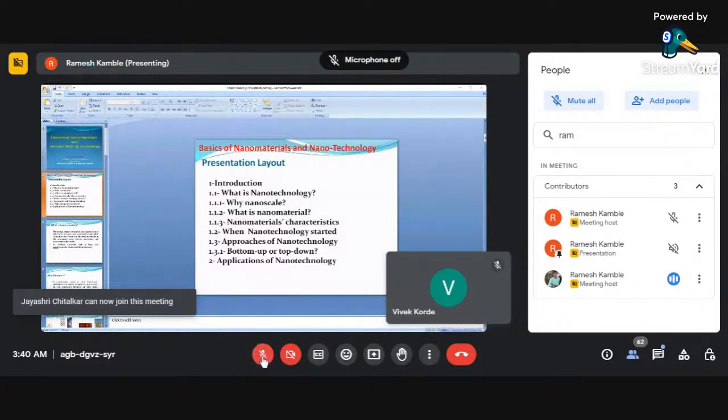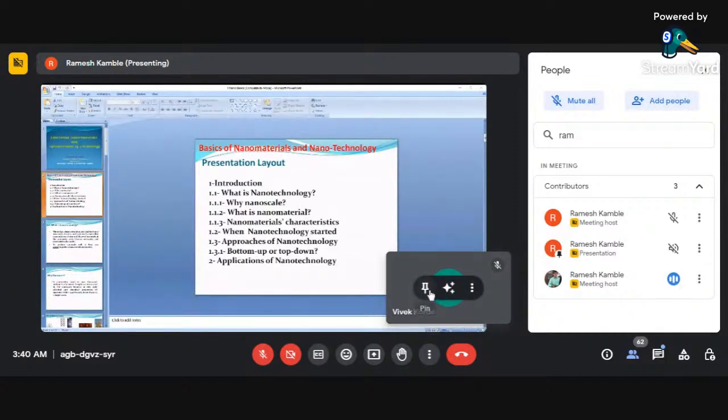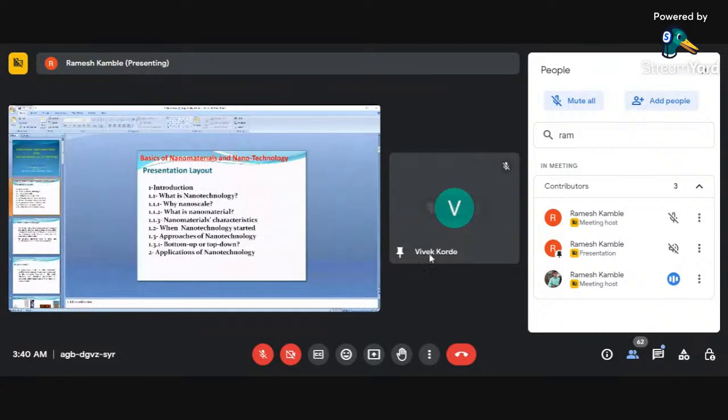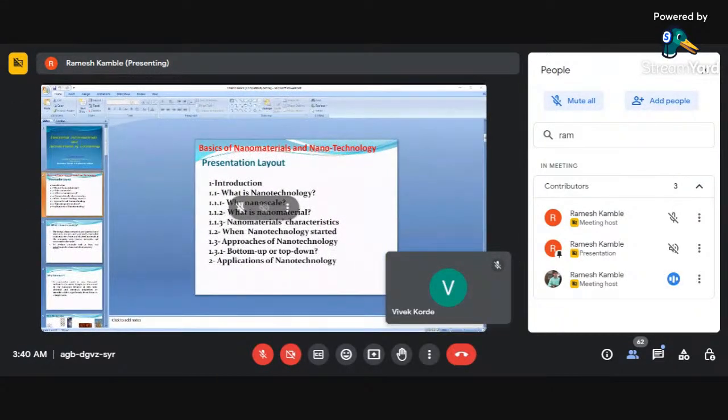Okay. Then we'll see nanomaterials and their characterization, and a brief history of when nanomaterials or nanotechnology started. Then approaches of nanotechnology, bottom-up or top-down approaches for the synthesis, or we can say methodologies, and we'll emphasize applications of nanotechnology.